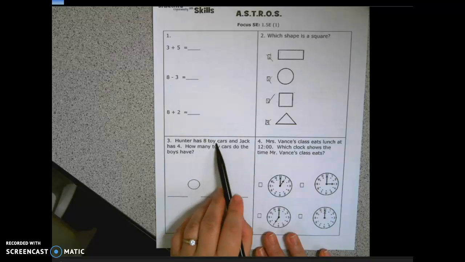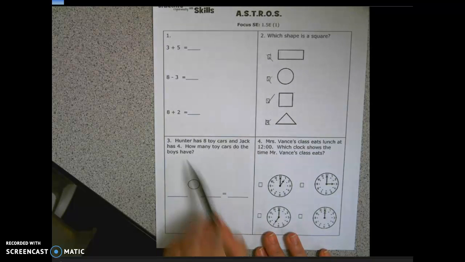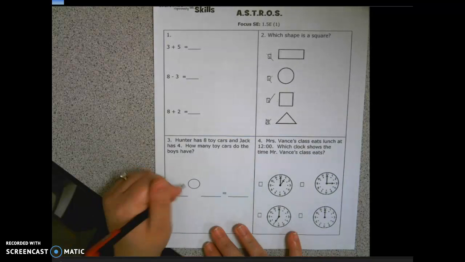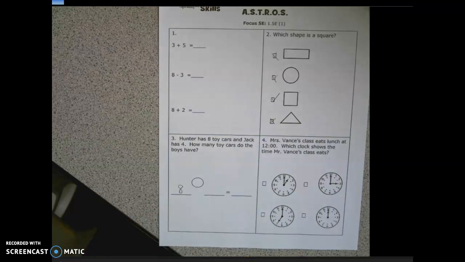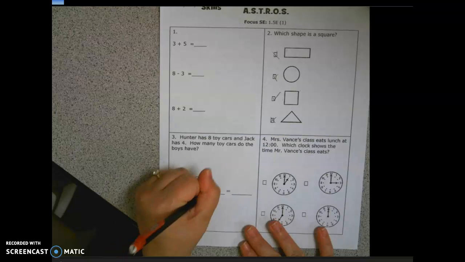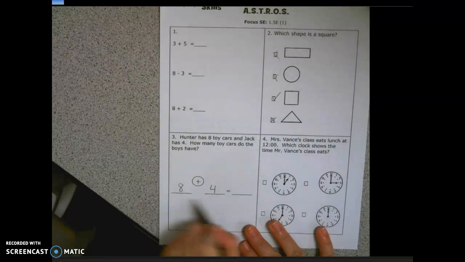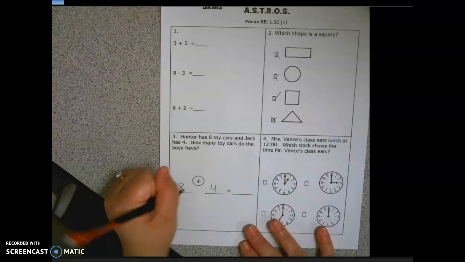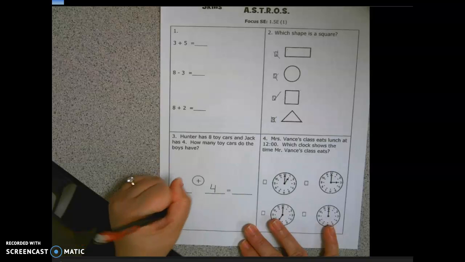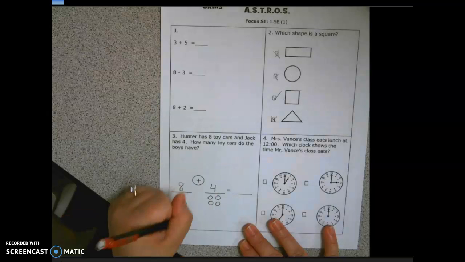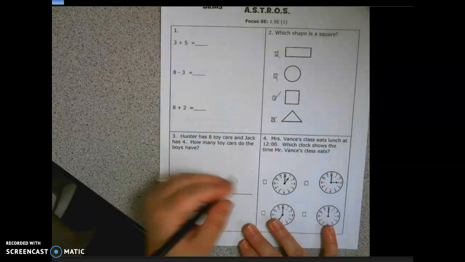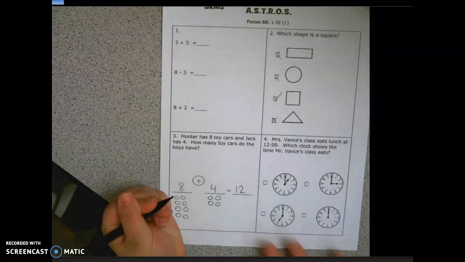Hunter has 8 toy cars and Jack has 4. How many toy cars do the boys have? Well, I know Hunter has 8 toy cars. And I know I'm adding Hunter's toy cars to Jack's 4. So I'm going to be joining Jack's 4 cars. So I have 8 and 4. So I know 1, 2, 3, 4, 5, 6, 7, 8. 1, 2, 3, 4. I know 8 and 2 more make 10 and 2 more make 12. So I know he has 12 toy cars.